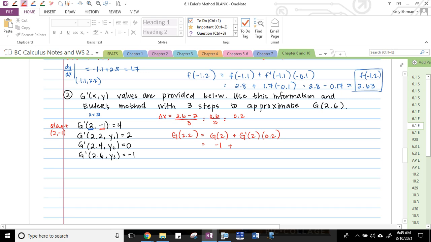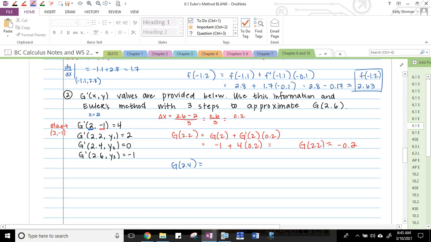What's the slope of the first derivative? What's the slope at 2? 4 times 0.2, right? So g of 2.2 is equal to negative 1 plus 0.8. So negative 1 plus 0.8 is negative 0.2. That took a lot of mental math. It's 6:45. All right. So now what do we do? We take another step. If I take another step of 0.2, I will be at g of 2.4.